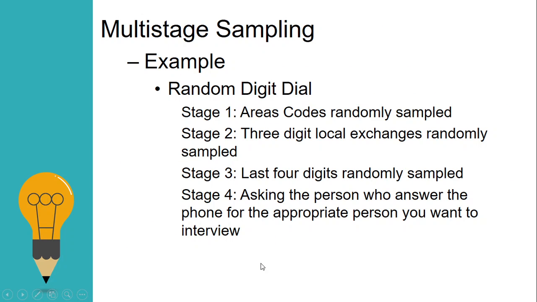Here is a multi-stage sampling example. With random digit dialing, area codes are randomly sampled, then the 3-digit local exchange is randomly sampled, then the last 4 digits are randomly sampled, and then you ask the person who answered the phone for the appropriate person you want to interview. This is also one example that can be used.